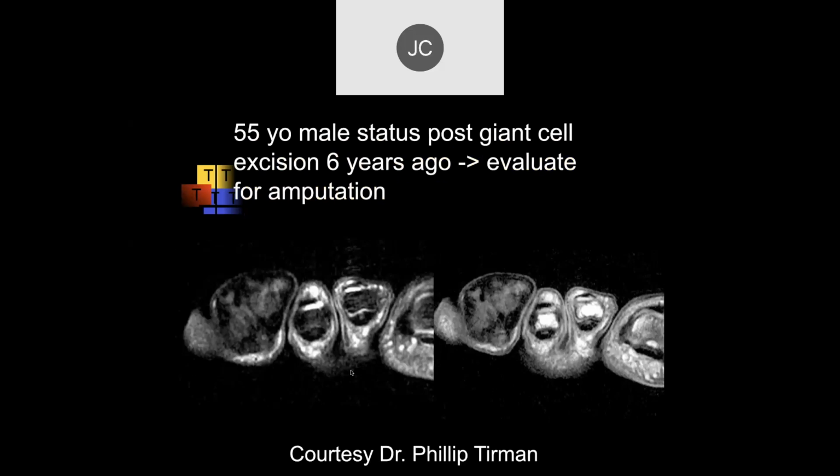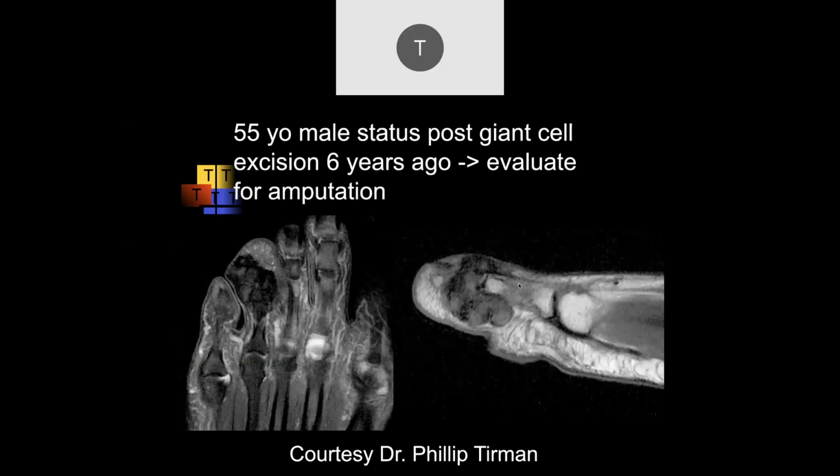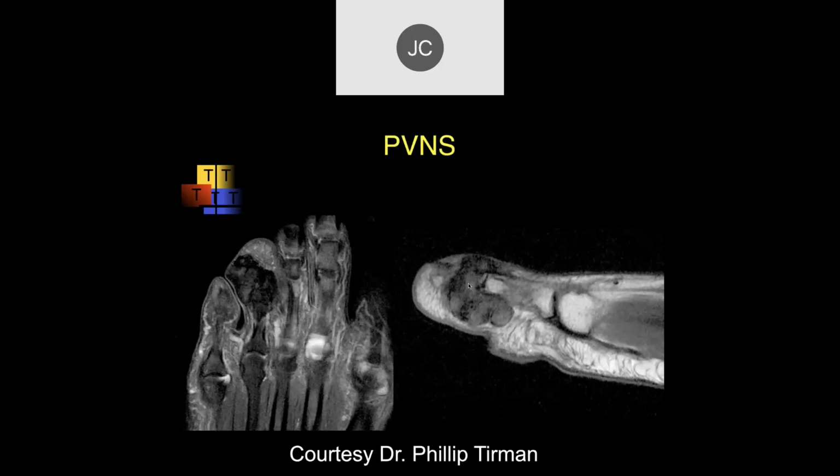Okay, Tayson. All right, 55-year-old male, status post giant cell excision, assistance to evaluate for amputation. Well, I guess the giant cell was excised from the fourth digit there, and then dorsal to the fourth digit, we see this low signal heterogeneous lobular mass associated with that IP joint. So that's recurrent PVNS. Good.